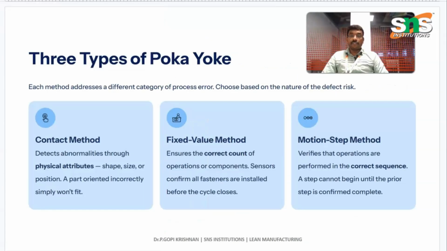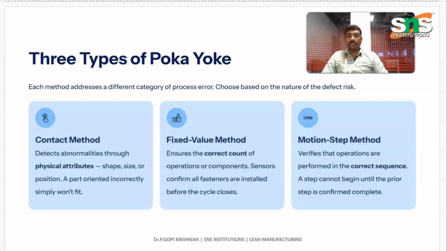There are three important types of Poka-Yoke principle. Each method addresses a different category of process error and we choose based on the nature of the defect risk we face in the manufacturing scenario. The three methods are contact method, fixed value method, and the motion step method.